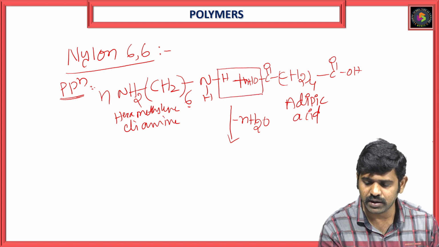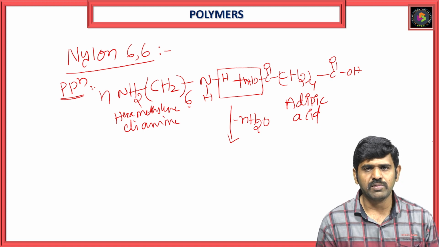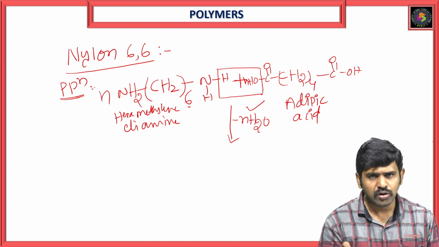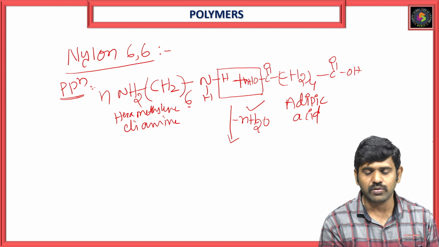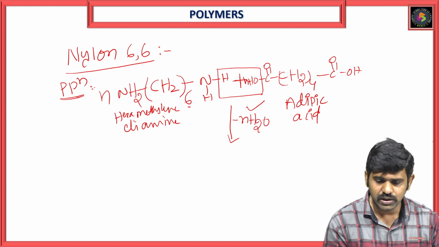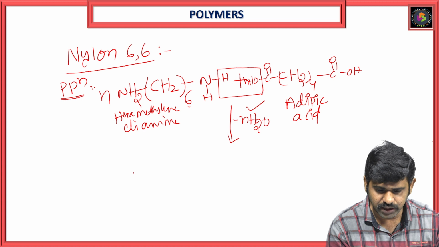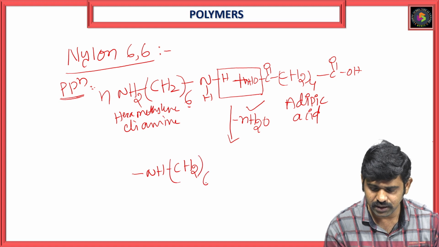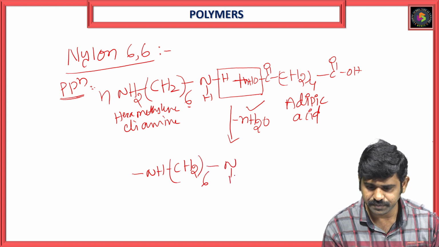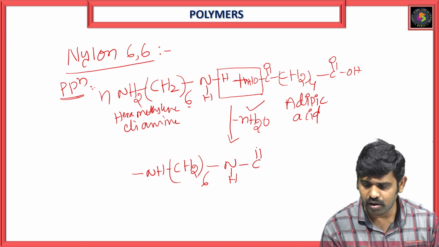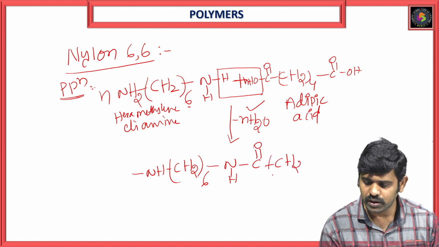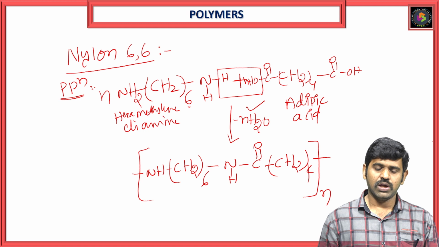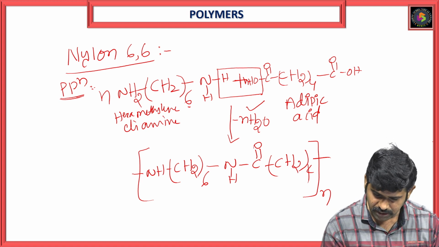Like I said, it is nothing but a condensation polymer, right? Condensation polymers are mainly formed by the polymerization of monomers with the elimination of atoms or groups. So here, loss of water molecule takes place. That is, so next NH, what should I write here? NH, (CH2)6, next NH, C double bond O, (CH2)4, n moles. So this is nothing but nylon 6,6.